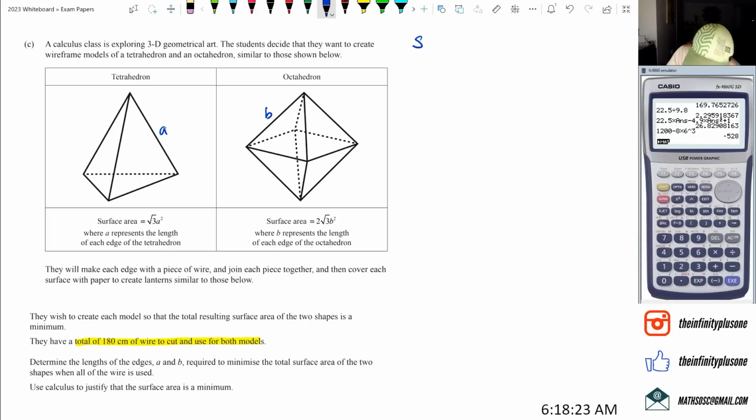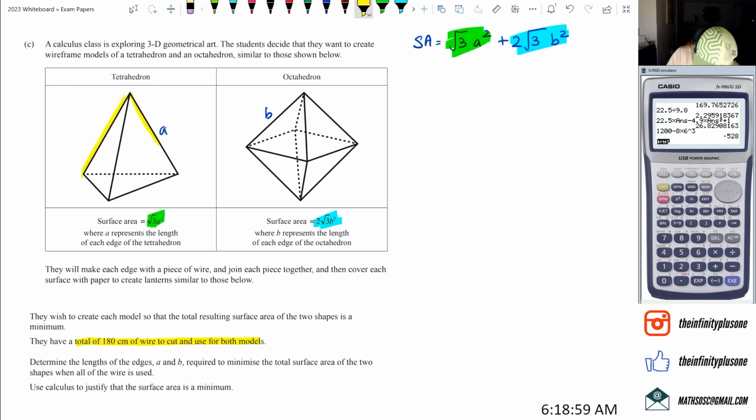So first thing I'm going to write is the surface area equation, which is square root of 3 a squared plus 2 times square root of 3 b squared. All I've really done here is take the surface area from there plus the surface area from there. That is my equation. Now, obviously, I've got A and B. I need to get rid of one of those letters. To do that, I am going to use the yellow, because remember that 180 centimeters.